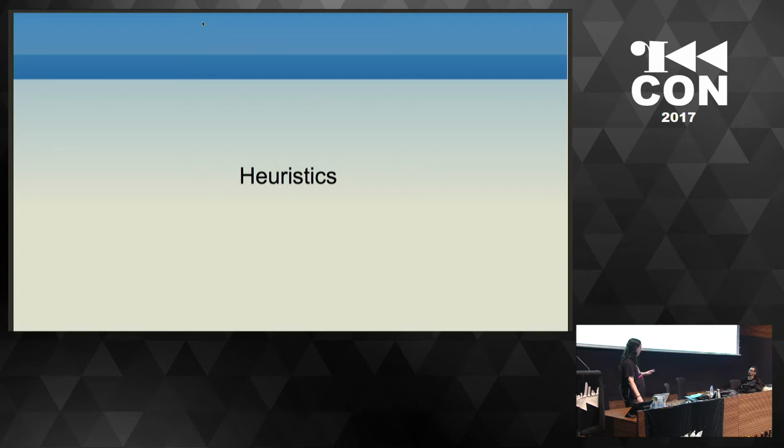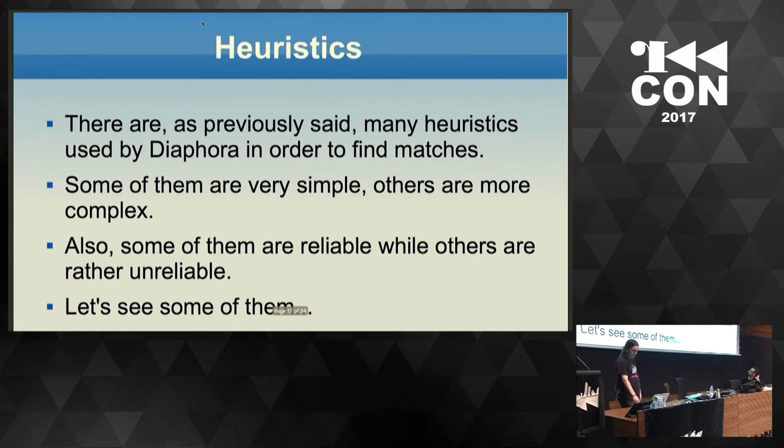Heuristics. I will briefly explain some heuristics. As previously said, there are many heuristics used by Diaphora. Some of them are very simple, others are not that simple. Some of them are very reliable, like, for example, getting all the bytes from a function. If we have a match one to one with a big function and all the bytes match, it is a perfect match, while others are not that reliable. If I'm removing the function names and the variables and stuff, and then we have a very small function that matches everything, but we removed so many things, it's a very unreliable result.